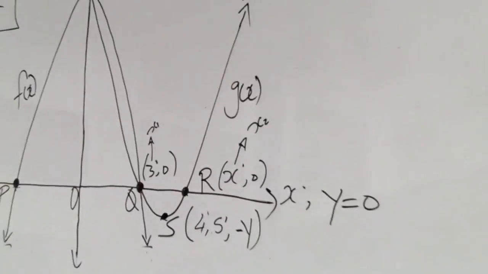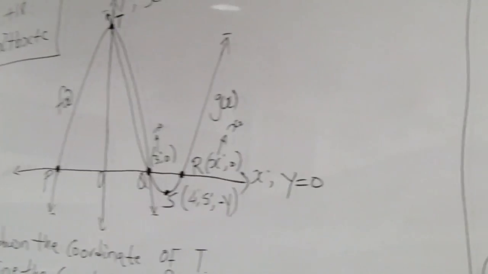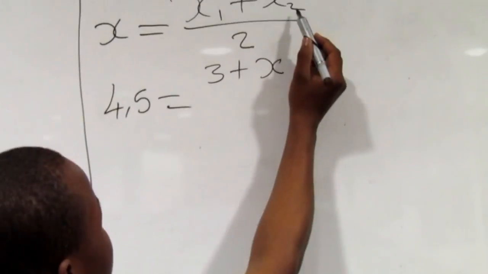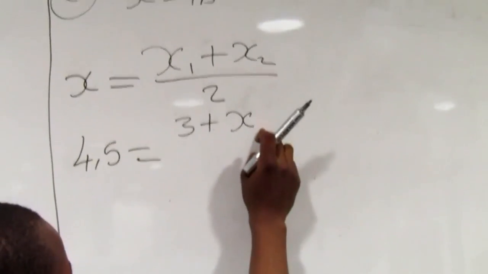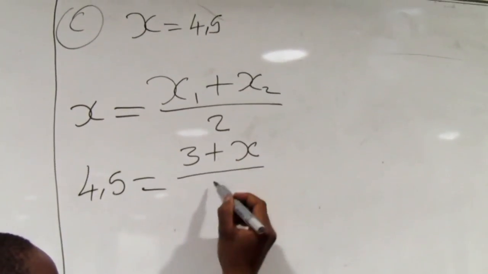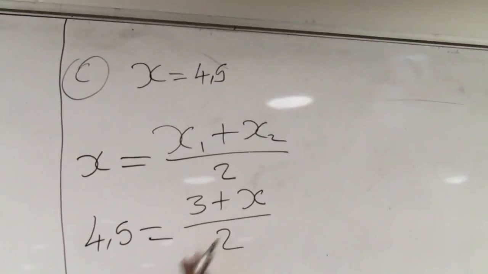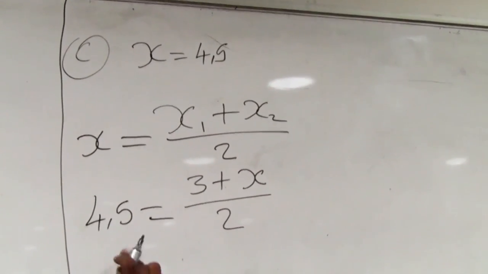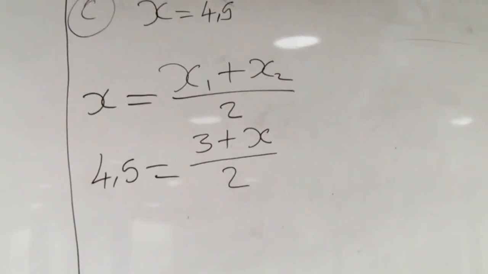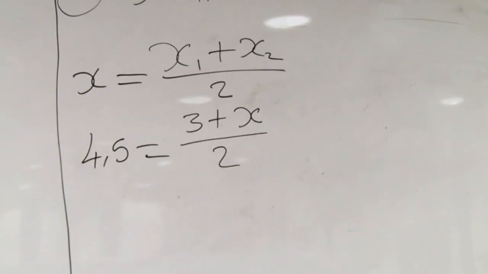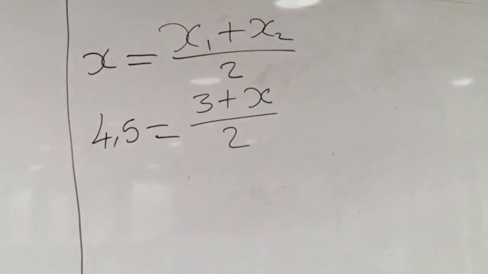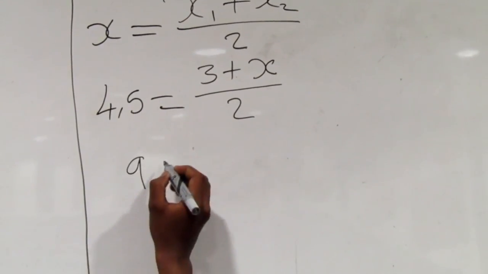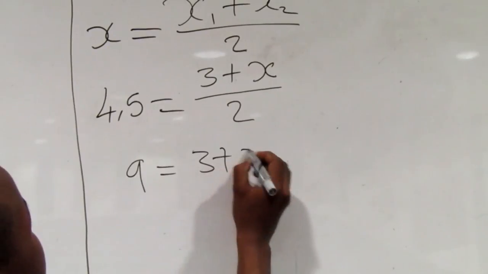Here we have (3 plus x), remember that I don't put x2, I put x only, then divide by 2, and then I make x the subject of the formula. This gives us 4.5 times 2, which gives us 9, equals 3 plus x.